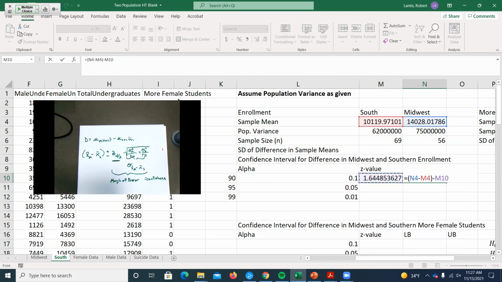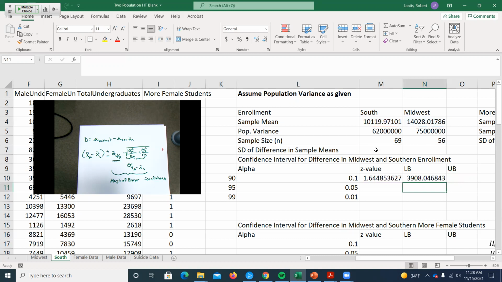I'm going to multiply that by the standard deviation of the difference in my sample means. Now, I haven't calculated this yet, and if I wanted to, I could enter all this in the same line. I'm going to do it step by step and show you how you do it that way. So this standard deviation of the difference in my sample means, I'm going to calculate up here. I haven't done that yet, so I won't get a value here that makes sense. But I could go up into this cell and say I want the standard deviation of the difference in my sample means, which I know is just the square root of each group's variance divided by its sample size.